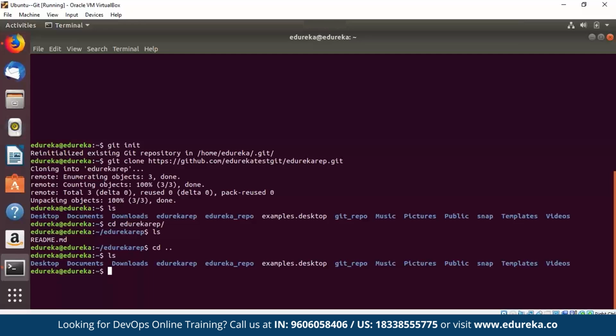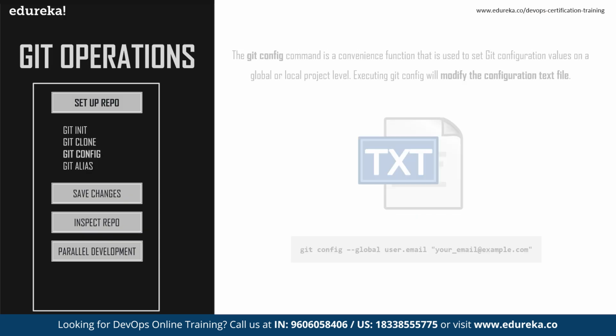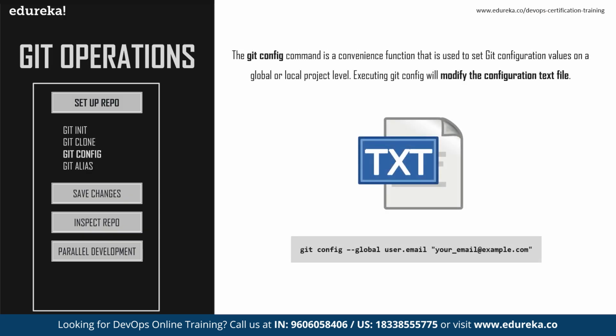Edureka rep. So now that we created a clone, moving on, we have the git config command, which basically is a convenience function that is used to set up your git configuration values on your global or local project level. This command is basically used to modify your configuration text file.